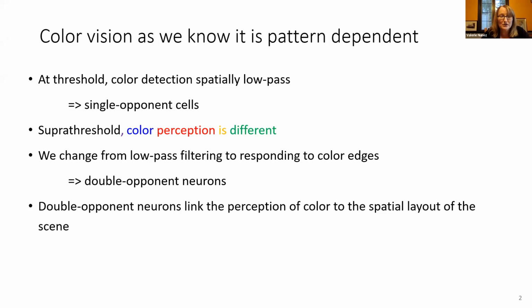So suprathreshold color perception is not just about integrating color, it is also linked with form. Double opponent neurons link the perception of suprathreshold color to the spatial layout of the scene.